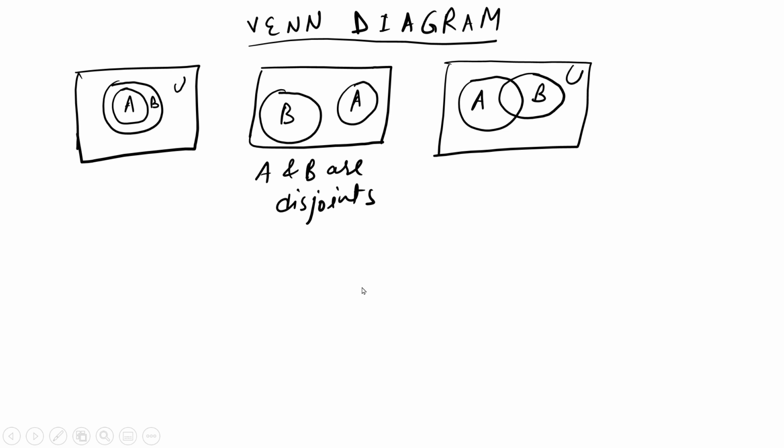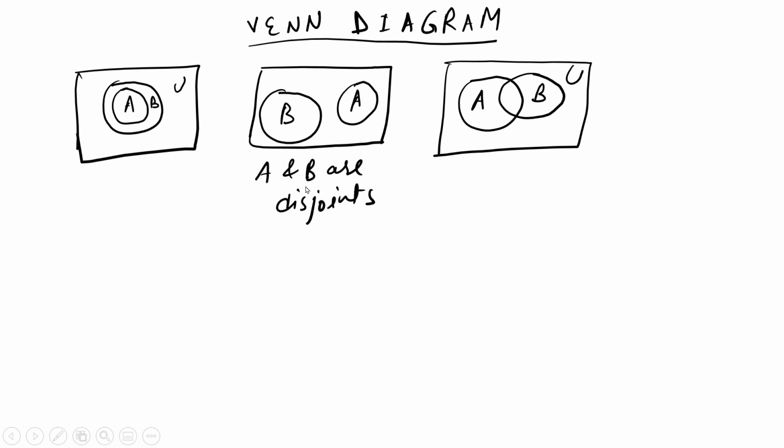We also have Venn diagrams. A Venn diagram is the pictorial representation of sets. Suppose this rectangular area is the universal set U, and we have the other sets A and B. Here A is a subset of B, so you can say that A is a proper subset of B.